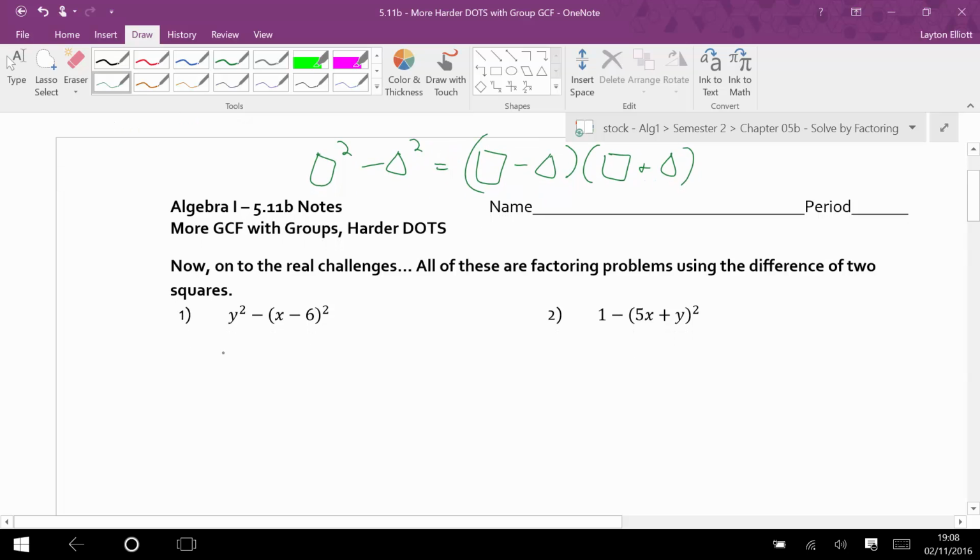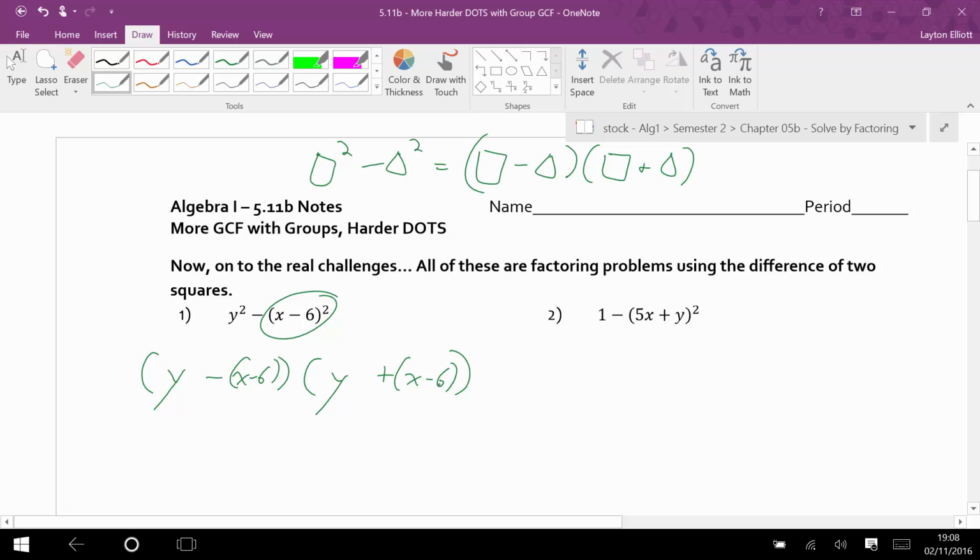So if we identify that this is a difference of squares, which it is, I'm going to set up something minus something and something plus something. And this first thing gives us a y and a y. And this second thing is x minus 6 squared and just gives us x minus 6 and x minus 6.